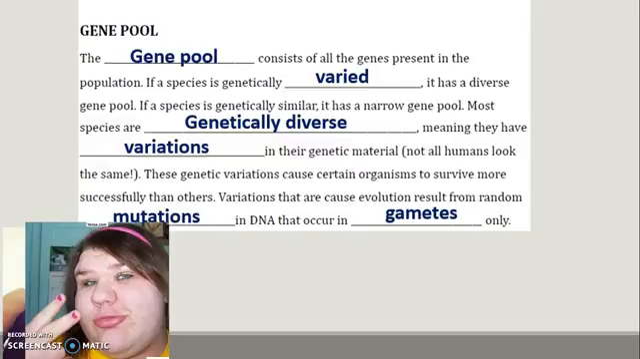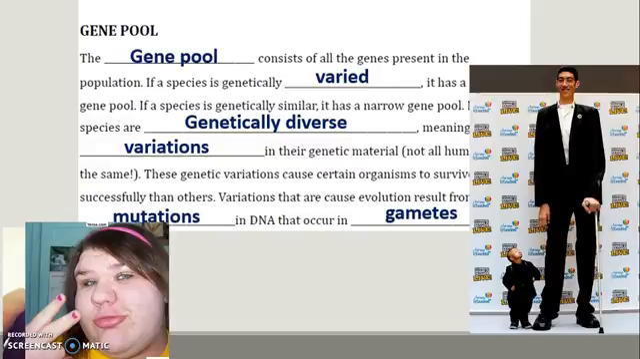These genetic variations cause certain organisms to survive more successfully than others. Variations that cause evolution result from random mutations in the DNA that occur in gametes only. It's not that mutations happen in body cells. You could have a mutation in your skin cells all you want, but that will not be passed on to your offspring. It must happen inside of gametes, inside of those sex cells. Just like, once again, you have those differences, there's a mutation where he's freakishly tall. That must have happened in the gametes of one of his parents to be passed on. Once again, this is showing how different humans are. You have tall humans and short humans, obviously.